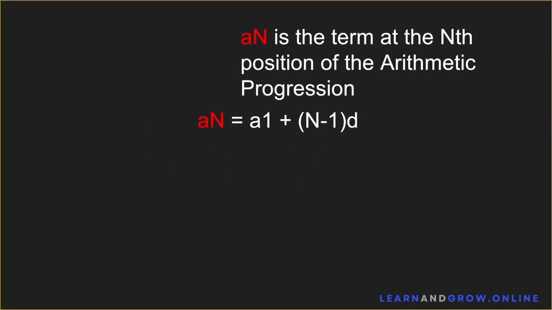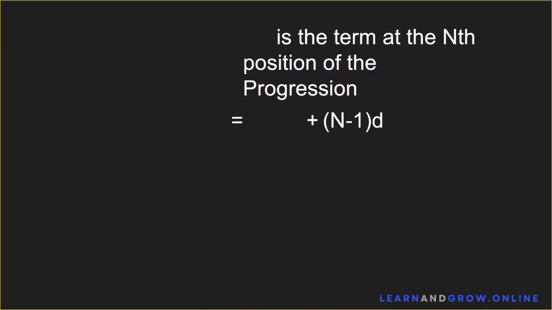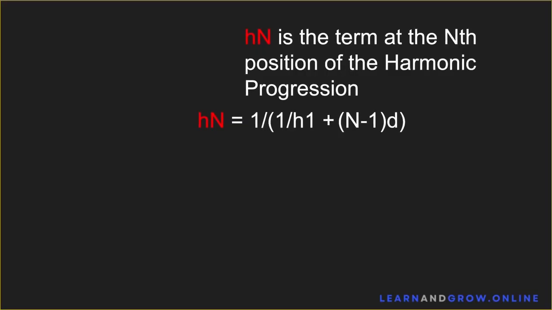Now, you remember the formula to find the term at any position of an arithmetic progression. Similarly, to find a term at any position in a harmonic progression, you just take the reciprocal of the previous formula, right? So the term at the nth position of the harmonic progression will be equal to 1 over 1 by h1 plus n minus 1 into the common difference d, right?